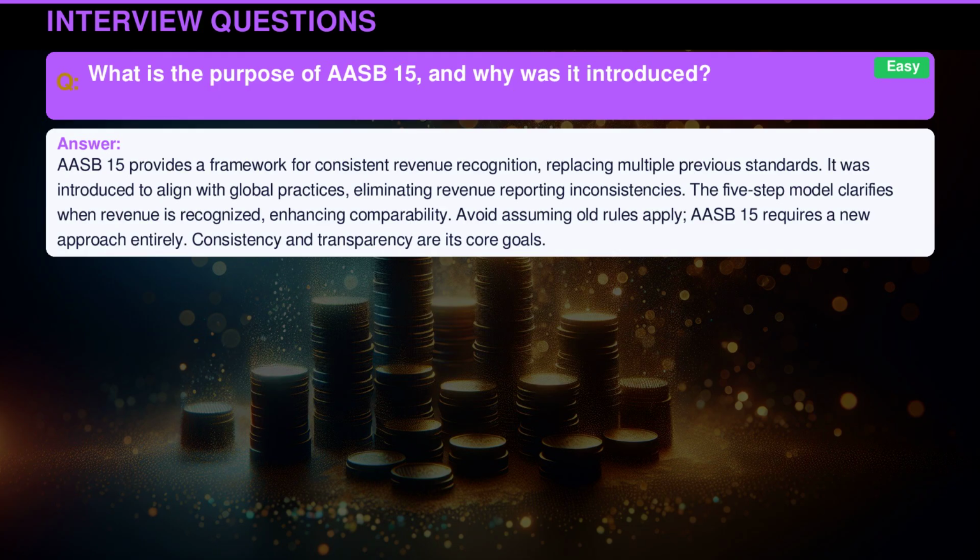AASB 15 provides a framework for consistent revenue recognition, replacing multiple previous standards. It was introduced to align with global practices, eliminating revenue reporting inconsistencies. The 5-step model clarifies when revenue is recognized, enhancing comparability. Avoid assuming old rules apply. AASB 15 requires a new approach entirely. Consistency and transparency are its core goals.